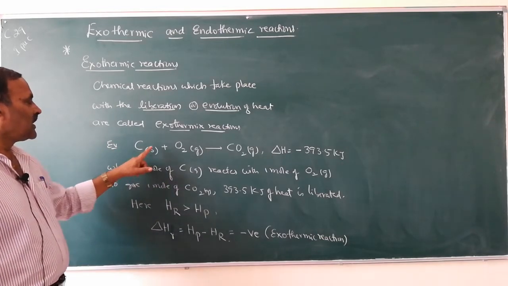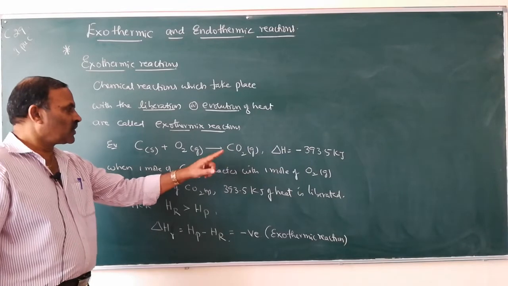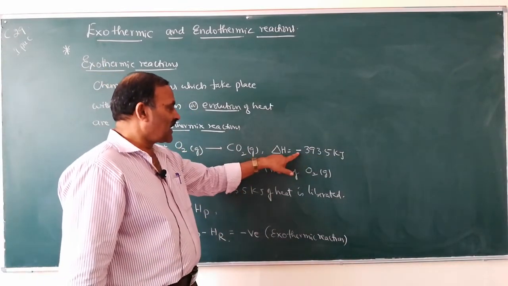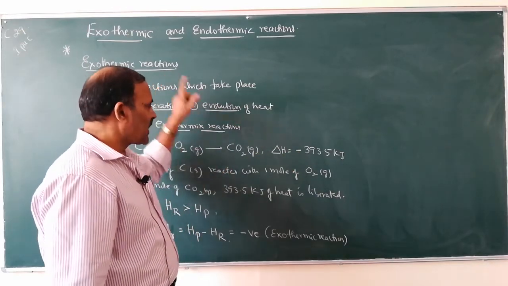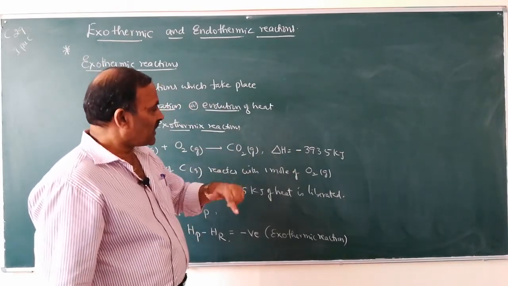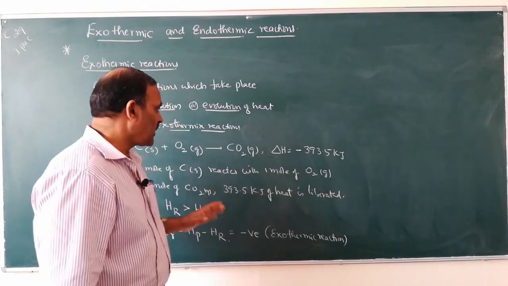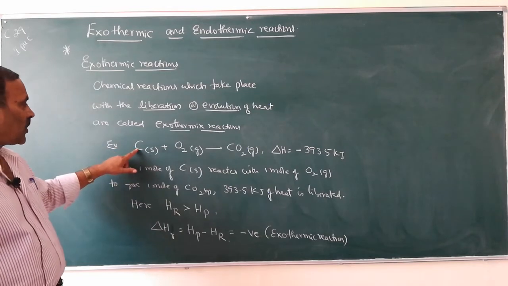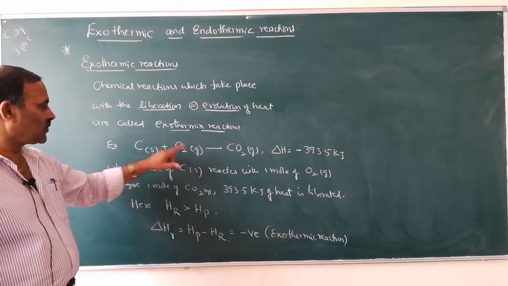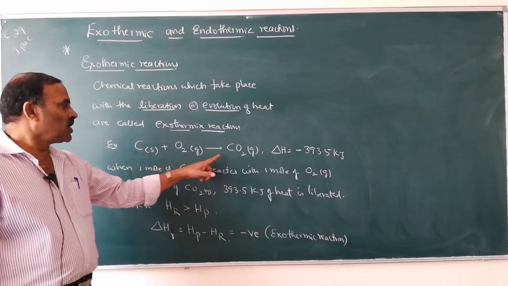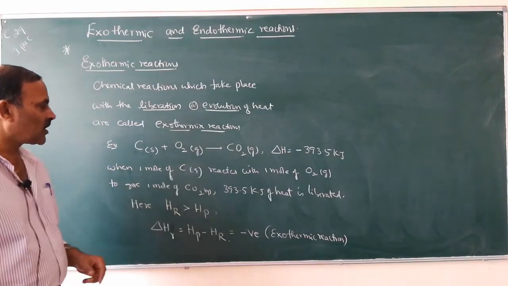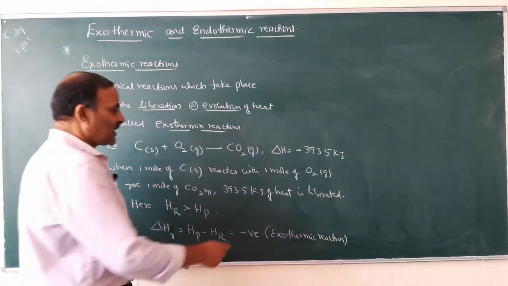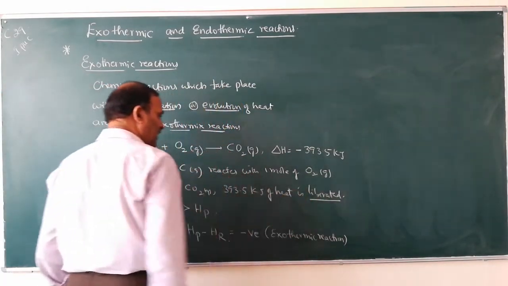Example, C plus O2 gives CO2, delta H equals minus 393.5 kilojoules. If delta H is negative, it is an exothermic reaction. If delta H is positive, it is an endothermic reaction. So how to read this reaction? When 1 mole of solid carbon reacts with 1 mole of gaseous oxygen to give 1 mole of gaseous carbon dioxide, 393.5 kilojoules of heat is liberated. It is an exothermic reaction.